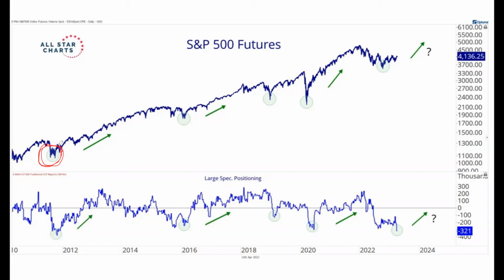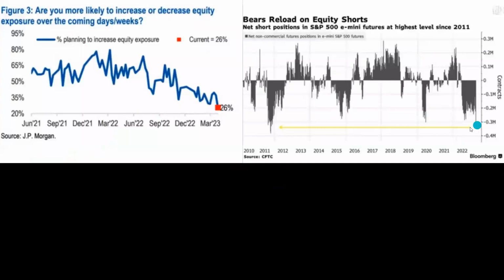So, what if this scenario is going to play out again, right? Now, I'm not super supportive of this, right? I do think that there's a lot to be worried about, but when you combine this data set right here, okay, that we're retesting the 2011 lows, right? And we ended up just going into a super bull market after that. And we saw where positioning was. And then you take a look at this, and you take a look at the huge amount of shorts that we have on the market right now, and we haven't seen those levels since 2011 as well.